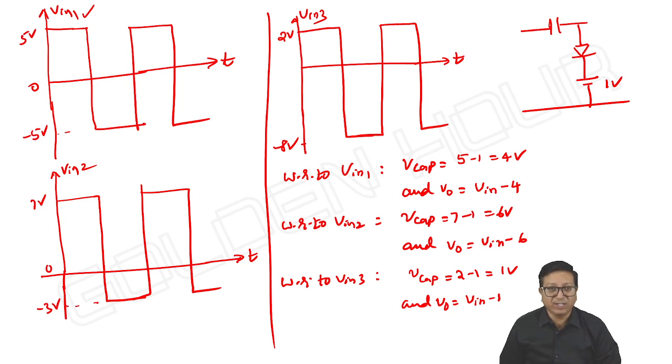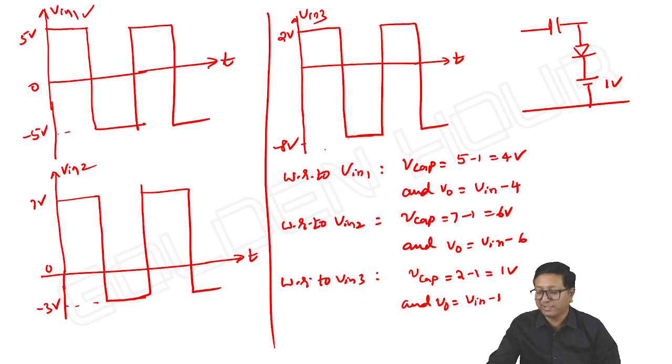In any case, you see here 5 minus 4, output maximum is 1 and output minimum is equal to minus 5 minus 4, minus 9. So what you can see, 1 to minus 9. Second case also, it is 7 minus 6, 1 volt. Output maximum is 1. Output minimum is equal to minus 3, minus 6, minus 9. Right. Third case, 2 minus 1, 1, when input is maximum. And input is minimum, minus 8. The corresponding output is minus 8, minus 1, minus 9.